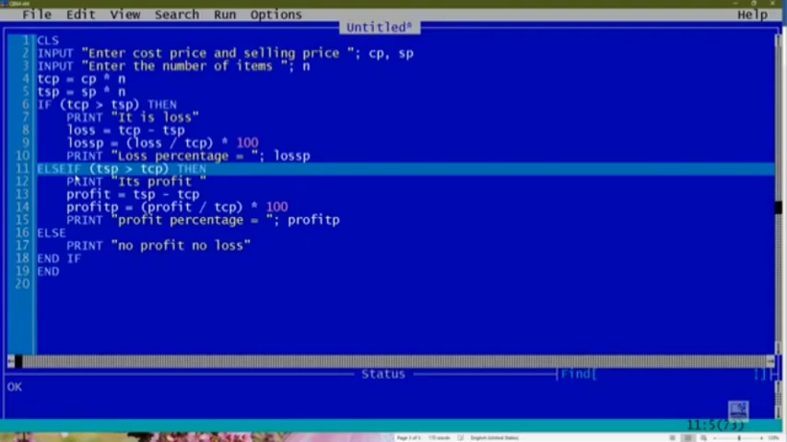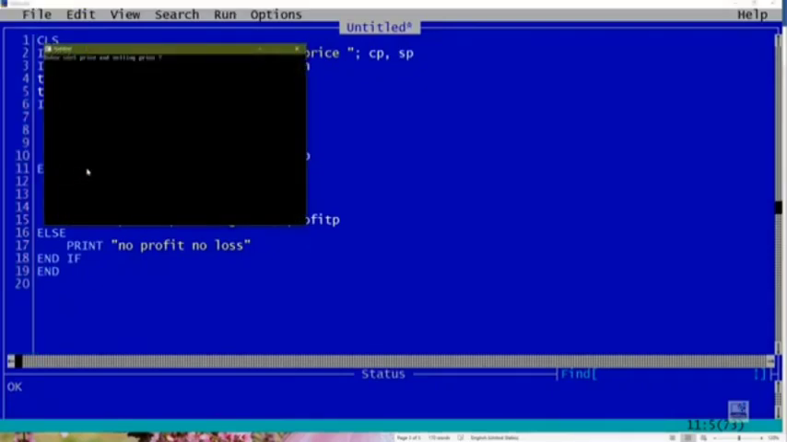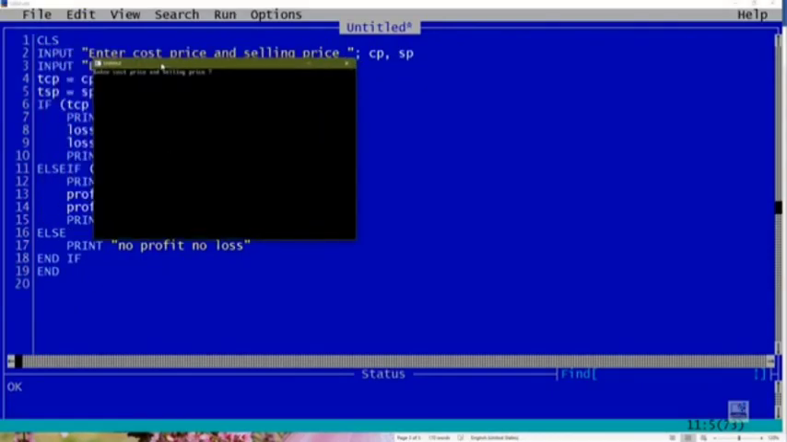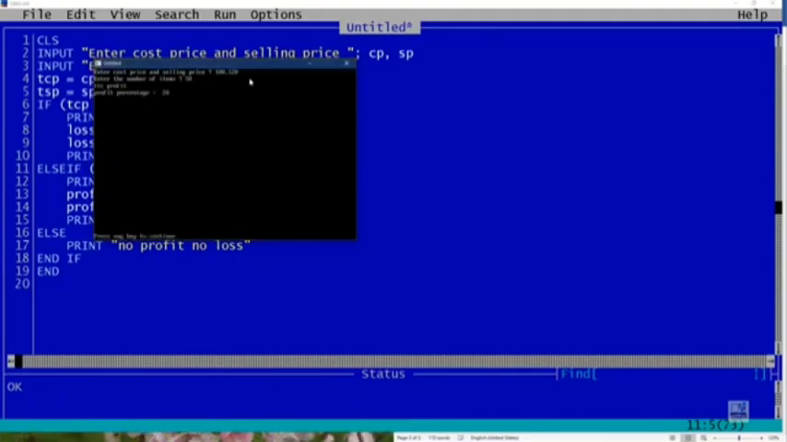Output window is coming. It is asking enter cost price and selling price. So cost price is suppose 100, comma selling price is 120. Then enter the number of items 50. It is profit and the profit percentage is 20%. Okay.